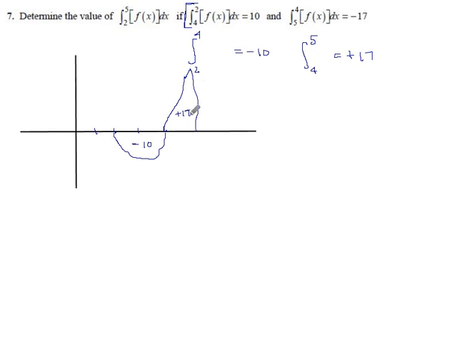If we know that about the function, and then they ask for this integral from 2 to 5, and this is the proper order, we go from low to high, then that integral should be negative 10 plus positive 17, and it should come out to positive 7.